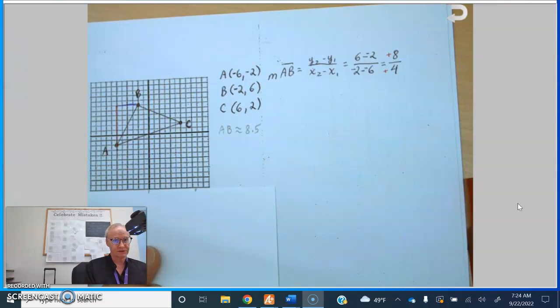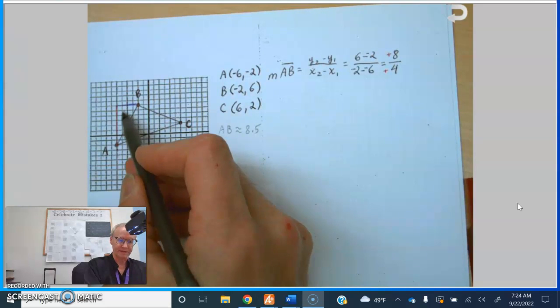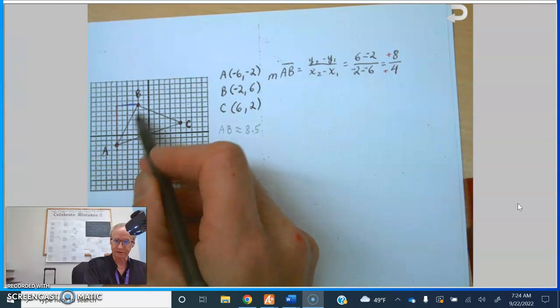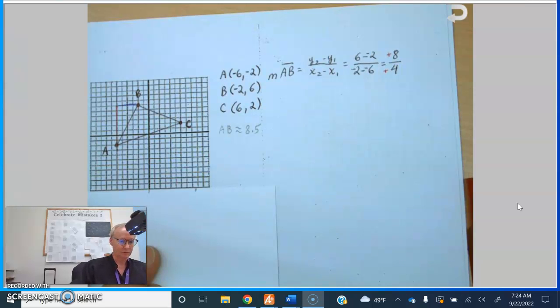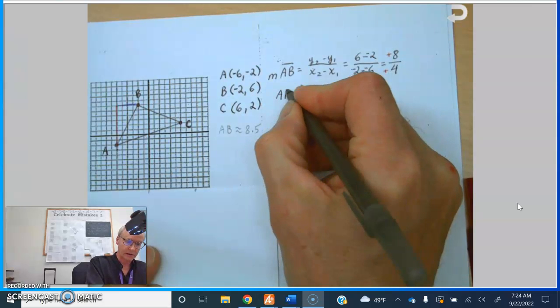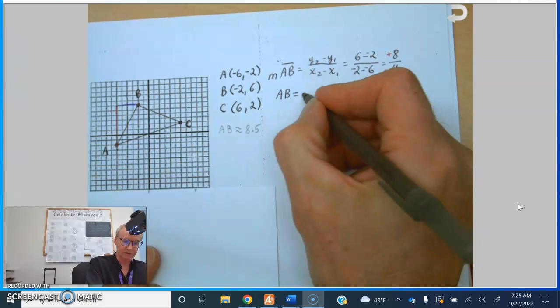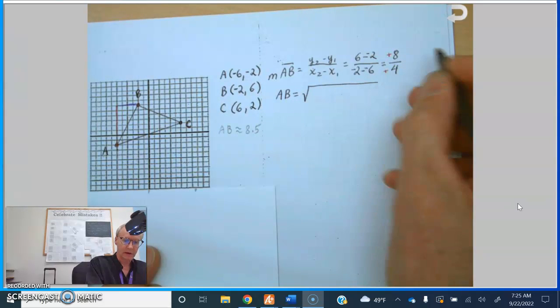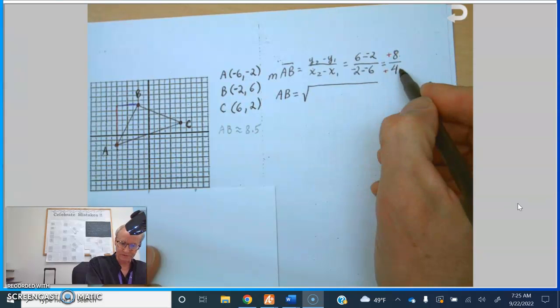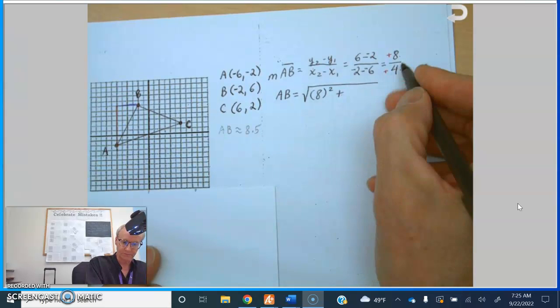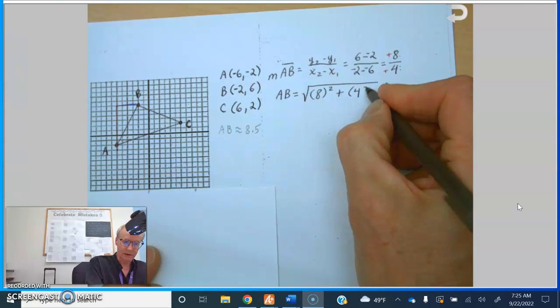Now that's only an approximation. Now the distance AB we can find by looking at the Pythagorean Theorem. We know that a squared plus b squared is equal to c squared. So our distance formula we can use, I'm going to use AB, which asks for the distance from A to B, is equal to the square root of a squared plus b squared. 8 squared plus 4 squared.